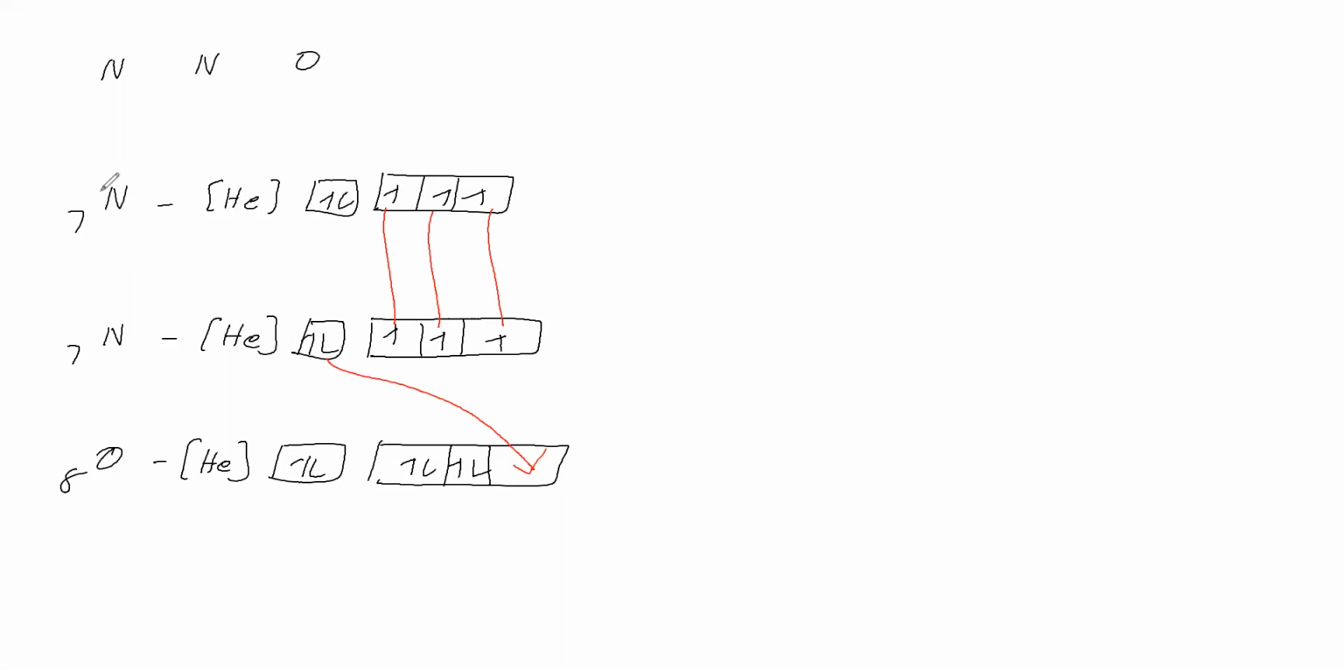Now this nitrogen valence shell is having 5 electrons, so I will write 5 electrons. This oxygen valence shell is having 6 electrons, 6 electrons we will write. Now we will write the bonding, how the bonding will be there, that we will write here.